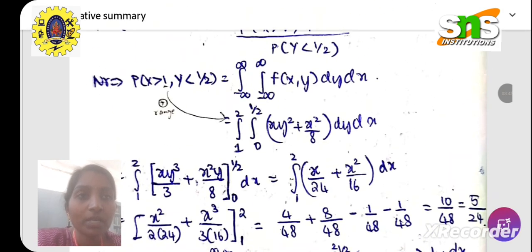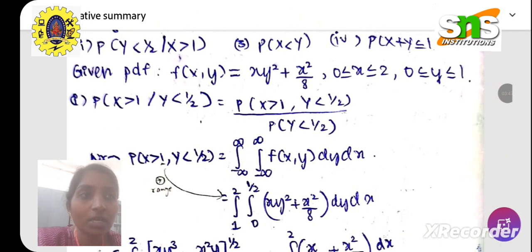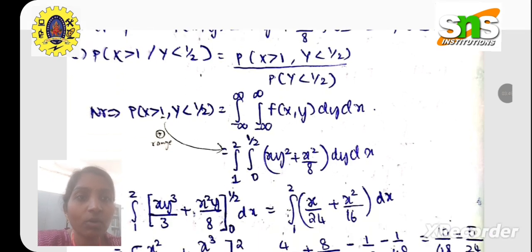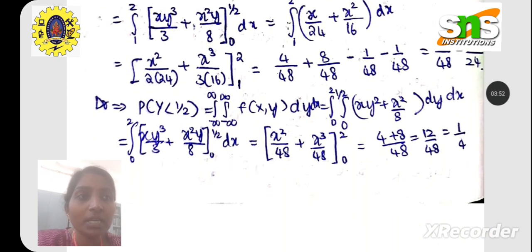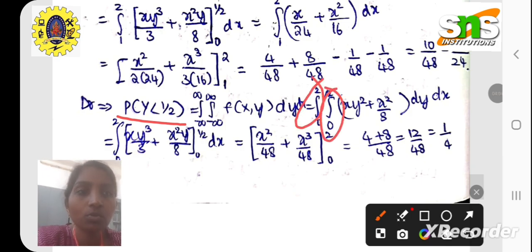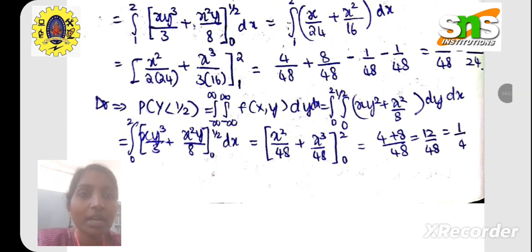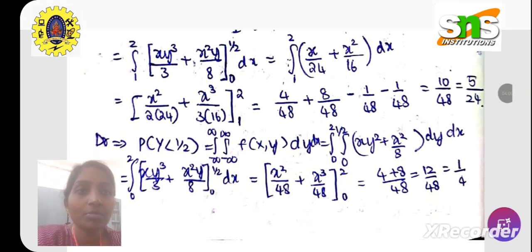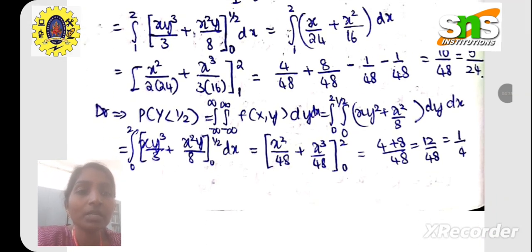And for the denominator, what is our denominator? Probability of y less than 1 by 2. This means y's range alone varies, but for x we have the same range as in the given question. So for x it is 0 to 2, and for y it is 0 to 1 by 2. On substituting and simplifying, as we did in the previous numerator step, applying the definite limits, we will have 1 by 4 as the value.